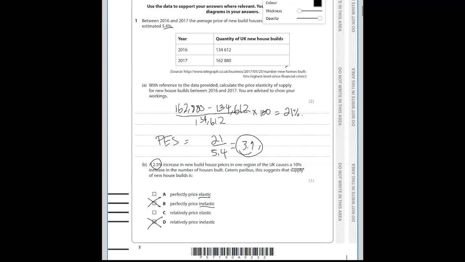Perfectly elastic would mean basically that infinity is our price elasticity of supply. That's not what's happening here. So this is relatively price elastic. It's a significant relationship. It looks like it's about 4, but it's not infinity, right? So this is not perfectly price elastic at all. This is a relatively price elastic product. So we can ignore A, and C is going to be our correct answer.